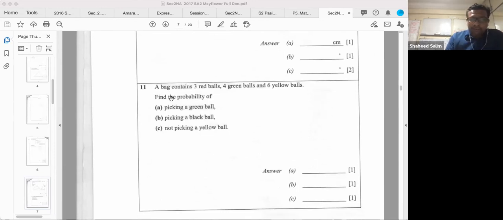Probability you don't have, right? I don't think so, lah. I don't think so.